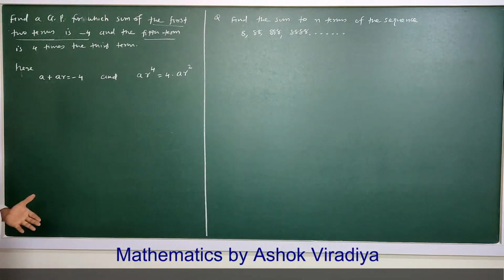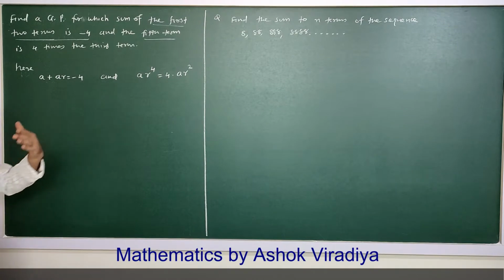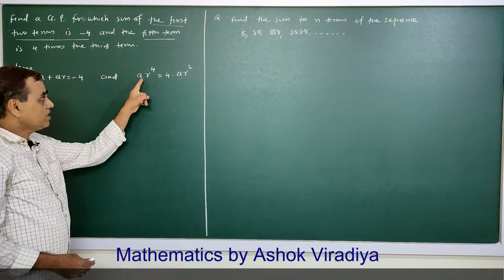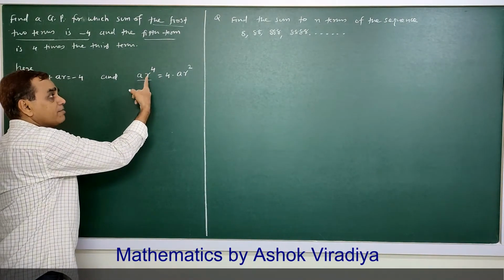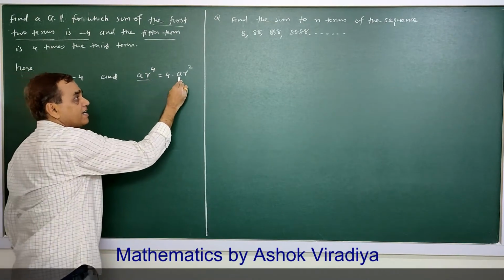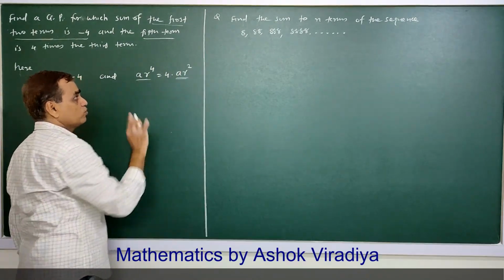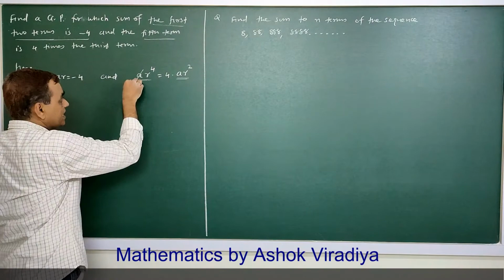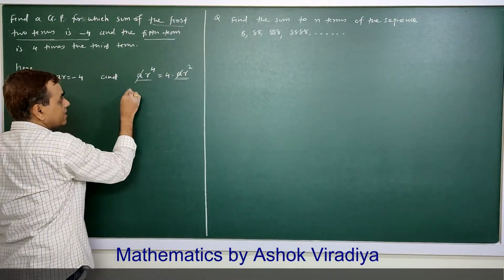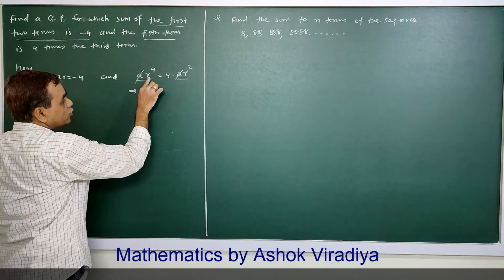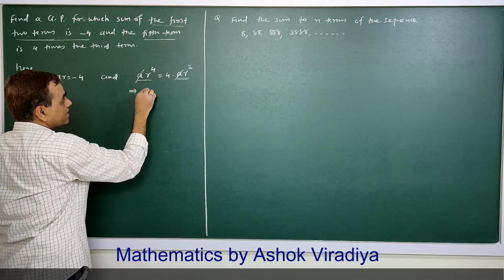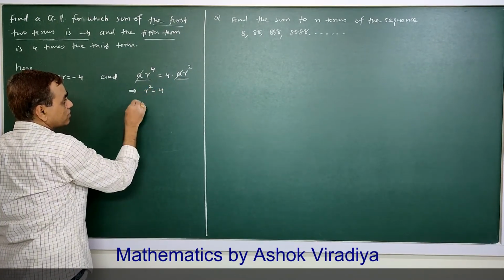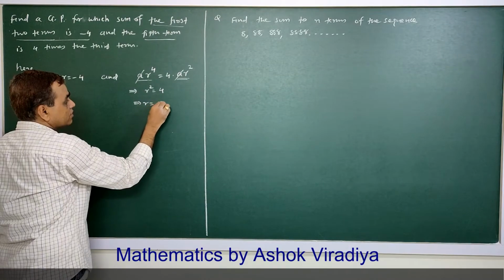We are using the formula for the nth term of a GP. The nth term is AR raised to n minus 1. So this is the fifth term, which has power 4, and the third term has power 2. So we have this relation. Now from this equation, A is cancelled. That means R to the 4 divided by R square, that is R square is 4. So R is plus minus 2.